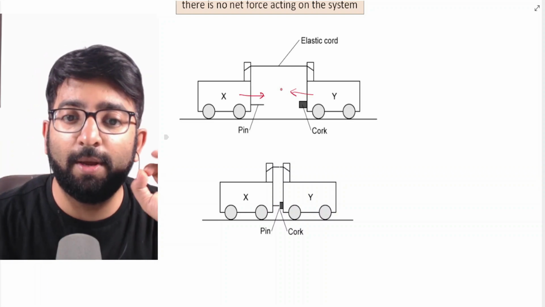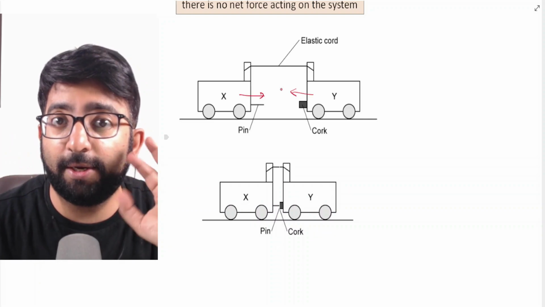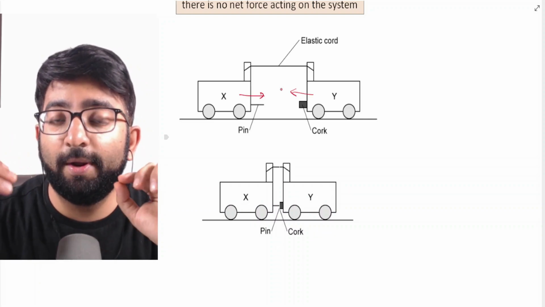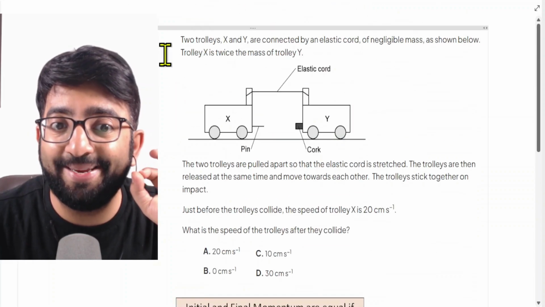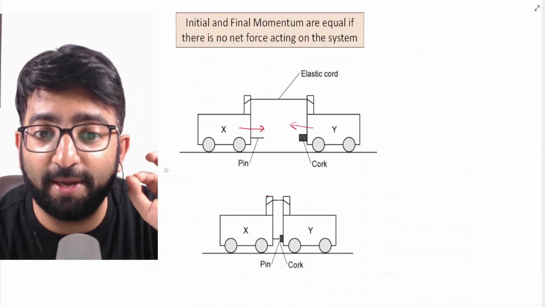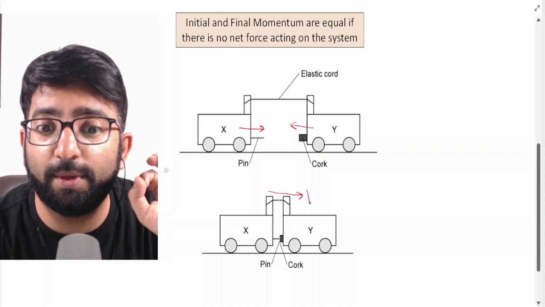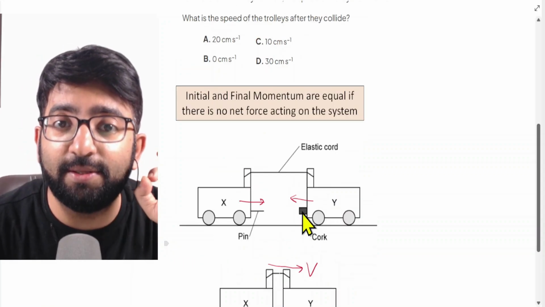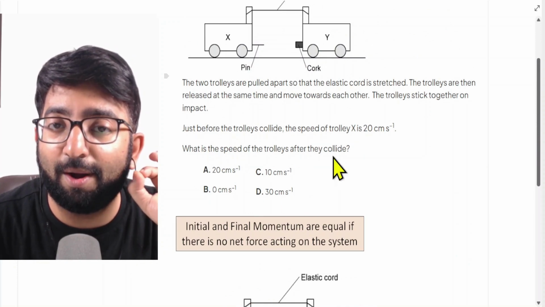Afterwards, what is going to happen when the two trolleys hit each other and combine to become one big object? Both of these objects will move together as one system. Now, in the question, it was mentioned that trolley X is twice the mass of trolley Y. So we can assume that the combined X and Y system will move to the right hand side with a speed of V. And this is the V which the question wants us to find. What is the speed of the trolley after they collide?